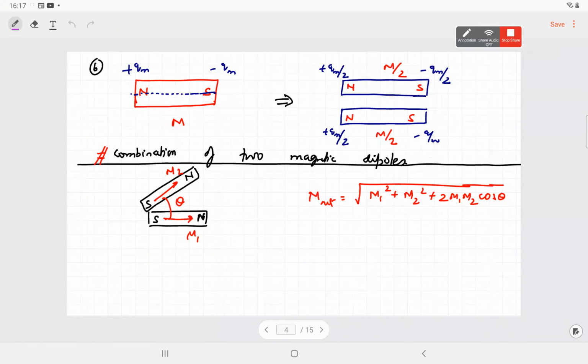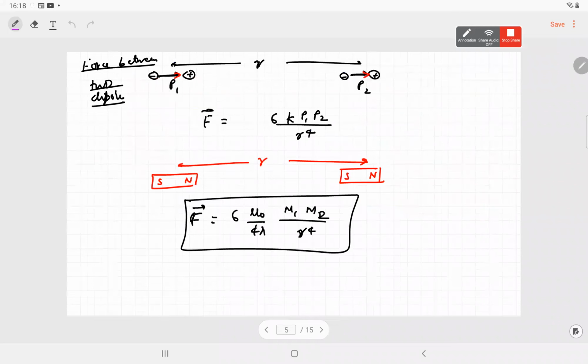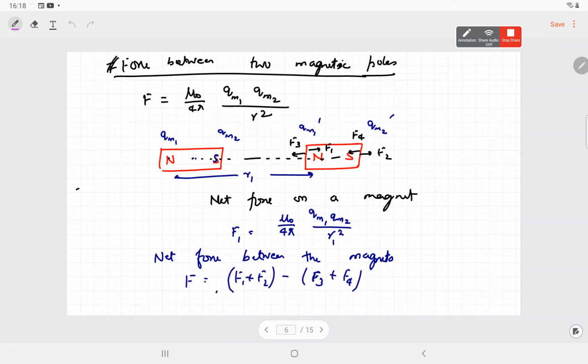Now, if two magnets are joined together forcibly, because the like poles will repel, when we tie them together it will behave like another magnet with a new dipole moment given by a formula. Force between two magnets is like force between two electric dipoles, which is inversely proportional to r to the power 4. If we double the distance, the force will become 1 by 16 times.